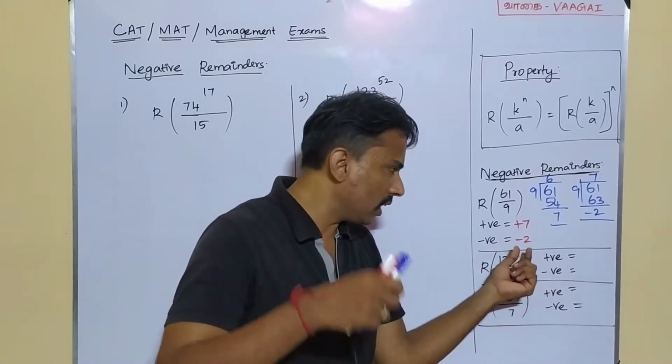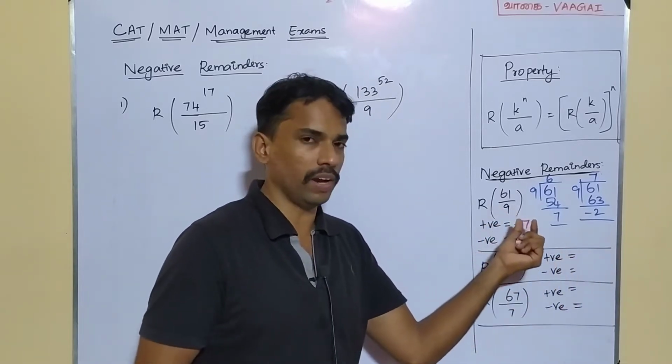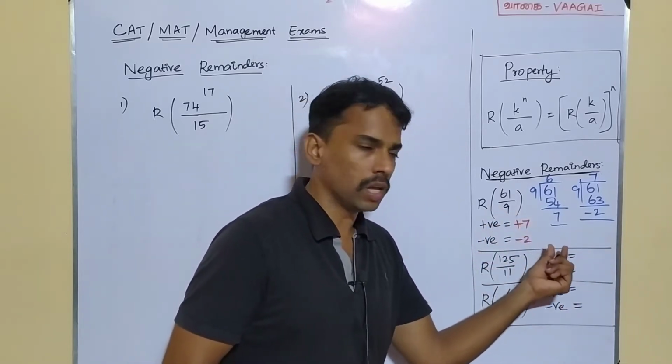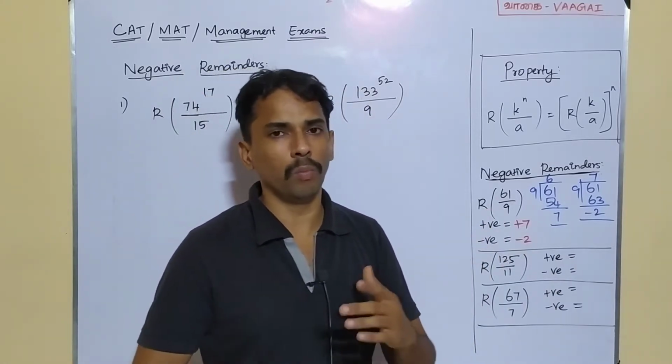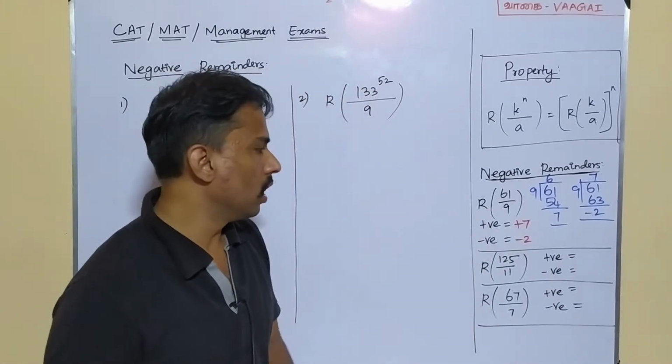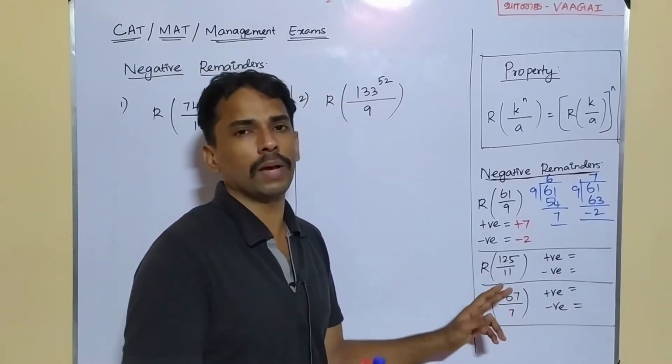And if you happen to get a negative remainder, just add your divisor, I mean the number by which you are dividing. Just add that number and you get your positive remainder. So this will tell you the relation between both the remainders, positive and negative. Okay, now you are clear with the idea. Let's try to do just 2 more examples very quickly.